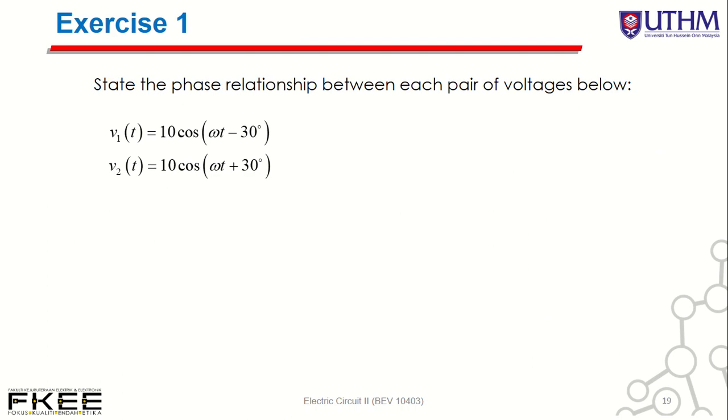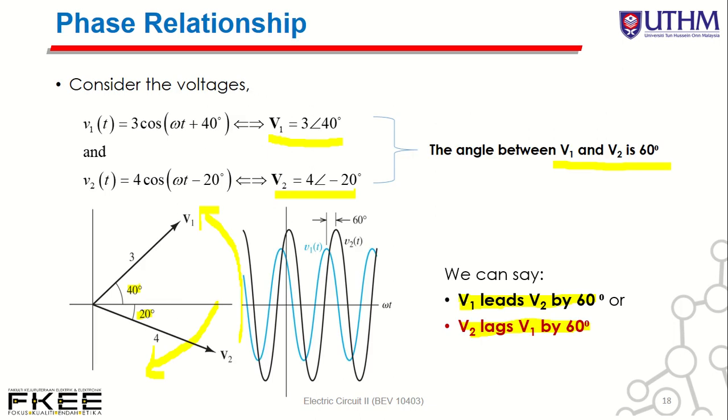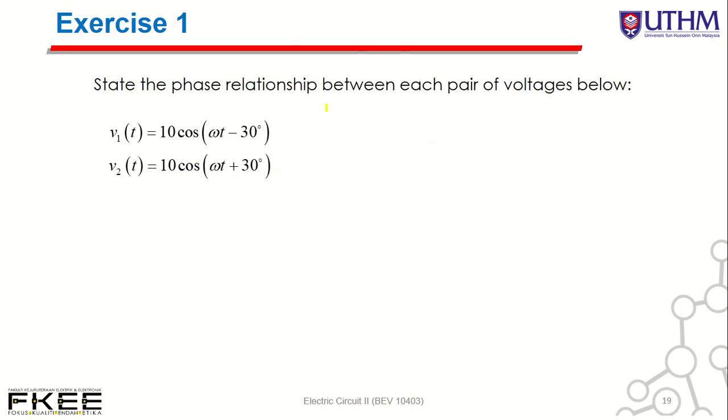Okay, so sorry, kita try exercise. Yang ni exercise ni kamu boleh buat, cuba buat. Let's say state the phase relationship between each pair of voltages. Sama dengan contoh yang ni. Okay, cuba buat balik. Convert kepada polar form, convert to polar form. Okay, lepas convert kepada polar form, you draw the phasor diagram.